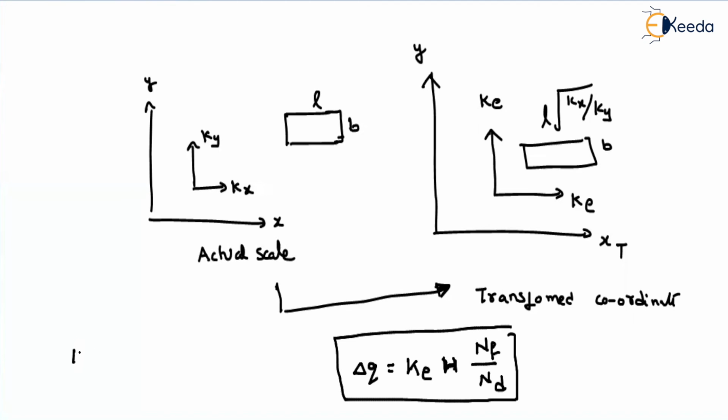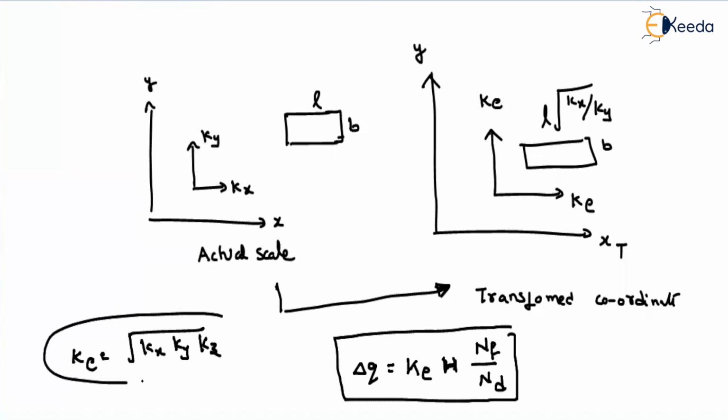If the flow is happening in three dimensions, then the equivalent permeability will be the cube root of kx into ky into kz. And if the flow is happening in four dimensions, the equation is the fourth root of k1 into k2 into k3 into k4. So depending upon the number of dimensions, the equivalent value will change.